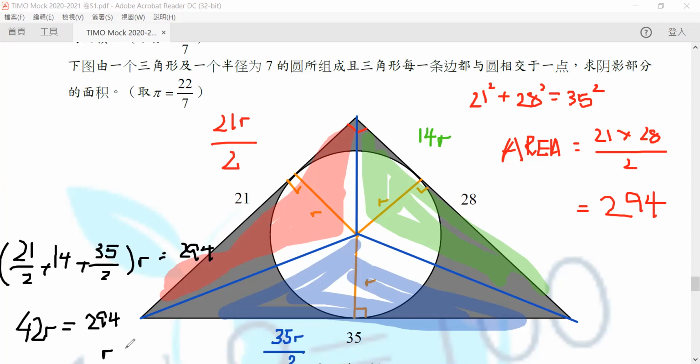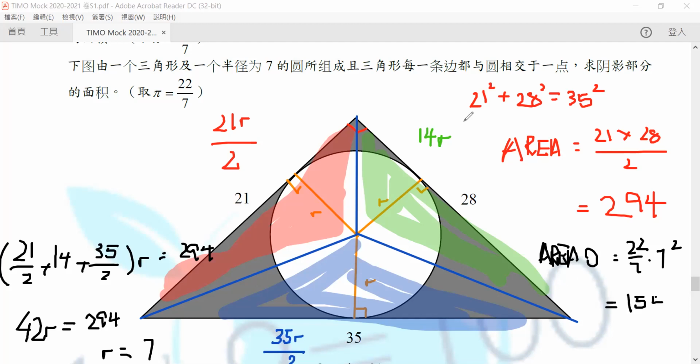So what is the radius? The radius should be 7. Exactly. So if we know the radius, then we can calculate the area of the circle. What is the area of the circle? The area of the circle is equal to pi, 22 over 7, times 7 squared, which is equal to 154.